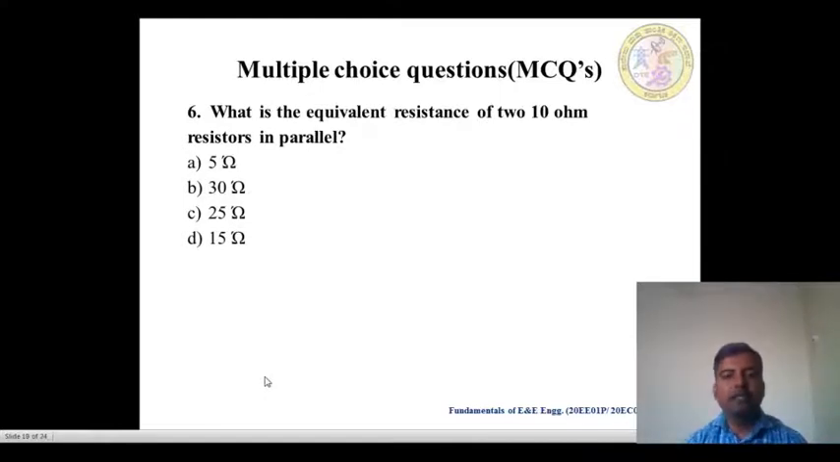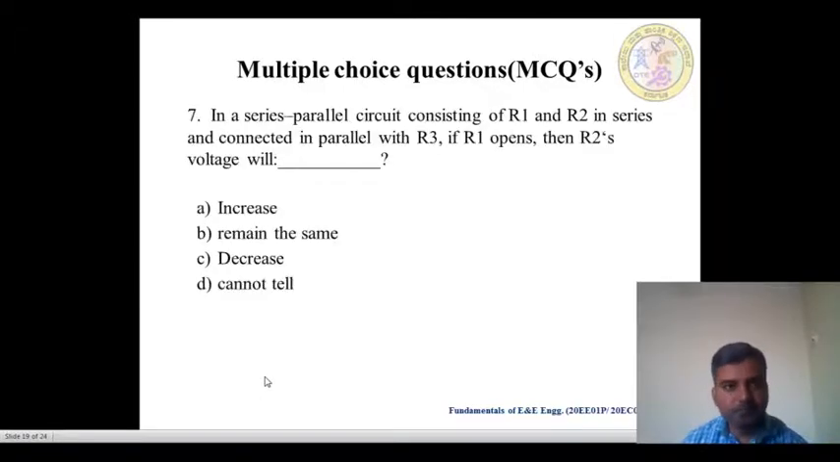So what is the equivalent resistance of two 10 ohm resistors connected in parallel? So two 10 ohm resistors are connected in parallel. You know the formula for equivalent resistance connected in parallel: 1 by R equivalent equal to 1 by R1 plus 1 by R2. So 1 by 10 plus 1 by 10. So we get 10 divided by 20, that is, 5 ohms. 5 ohms is the right answer.